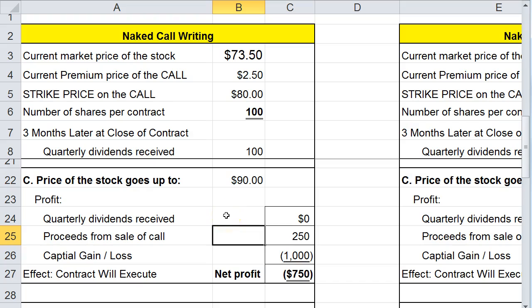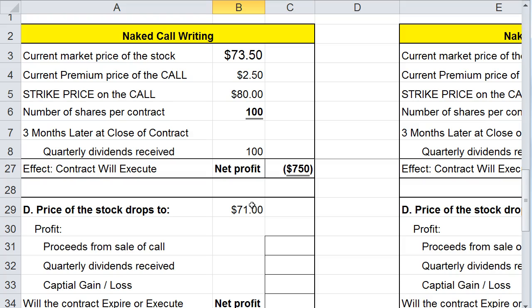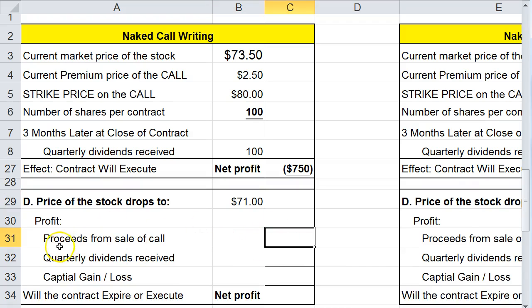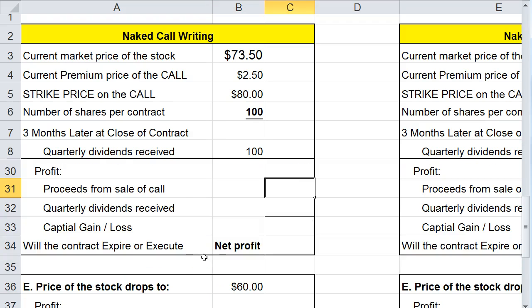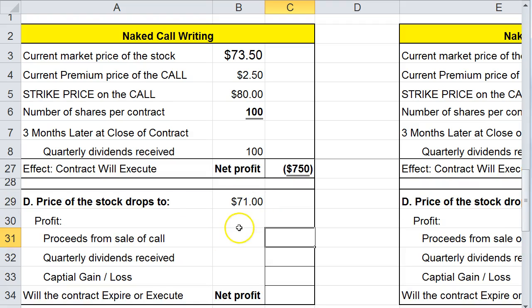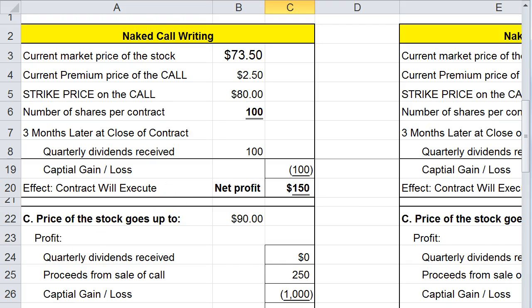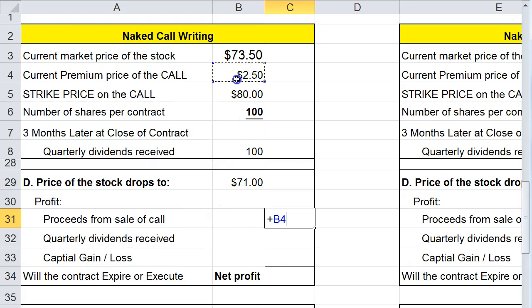So on a naked call, I don't want the stock price to go up very much at all, because that's increasing my losses. But what if the stock price goes down? What if it drops to $71 a share? In this case, again, my proceeds from the sale of the call are the premium times 100 shares.